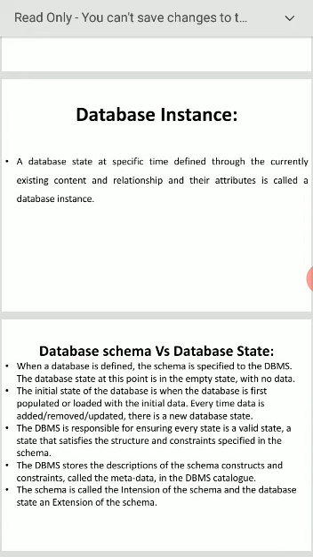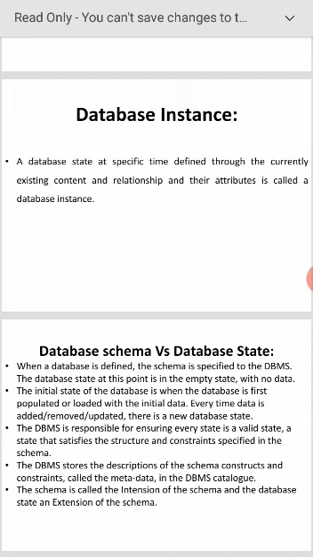Now, let us see database schema versus database state. When a database is defined, assume you define the database. The schema is specified to the DBMS. You have to specify it. The database state at this point is the empty state with no data. First, what you have to do? You have to specify the database. You have to define the database. There is nothing there. There are no values. That is what a database state is.